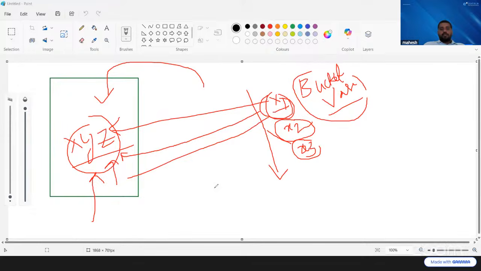So bucket versioning means simply creating multiple variants of the same object. See, this is variant number one, variant number two, variant number three. So, multiple variants of a single object.